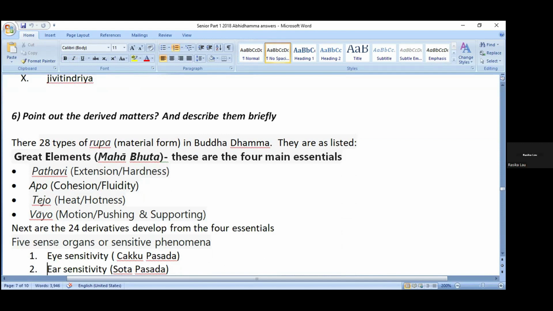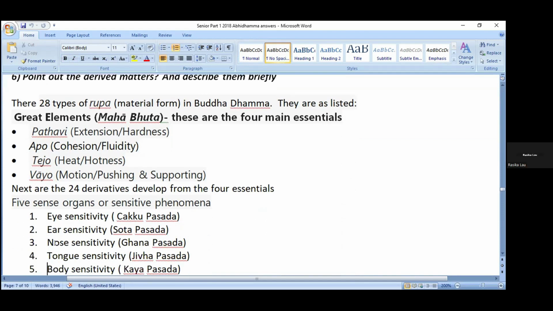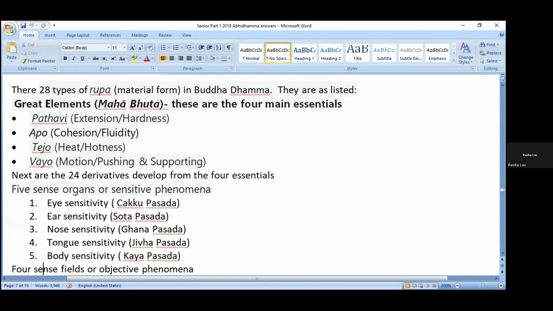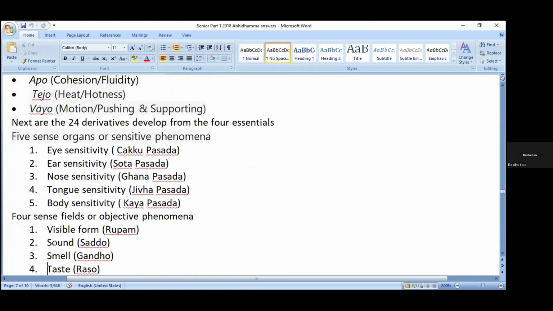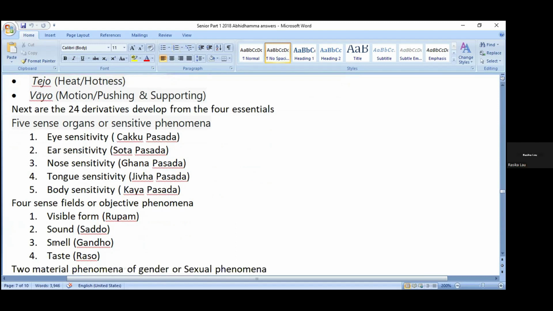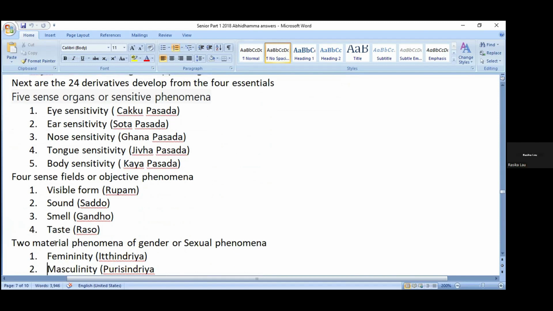Five sense organs or sensitive phenomena: the eye sensitivity, ear sensitivity, nose sensitivity, tongue sensitivity, and also the body sensitivity. So remember this way, five sense organs. Then four sense fields, okay? Visible form, sound, smell, and taste, besides the touch. Touch is not included. So this is the four sense fields. Then 2 material phenomena. Material means male or female. So you need to say femininity and masculinity. This is a way to remember 5, 4, 2.